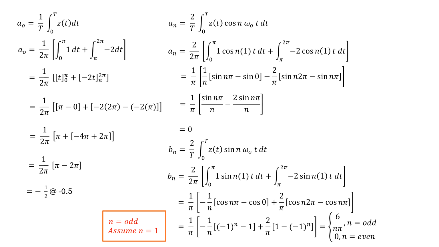Over here, these are the formulas: A0 being 1 over T integral over T of dt, An being 2 over T integral over T of cos n omega naught t dt, and Bn being 2 over T integral over T of sin n omega naught t dt. For this question, you just need to do some basic integrations, and for A0 you get negative 1 over 2, or in decimal form, negative 0.5. So A0 is simple.